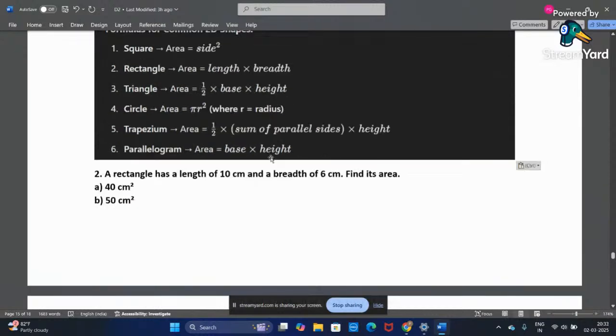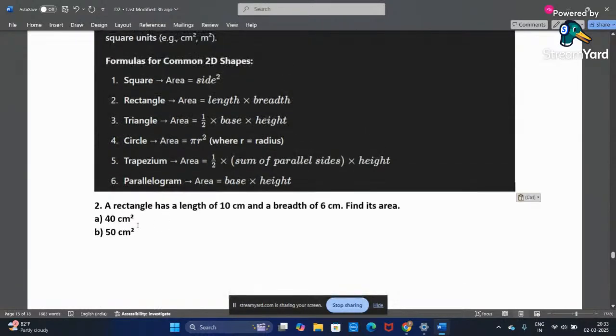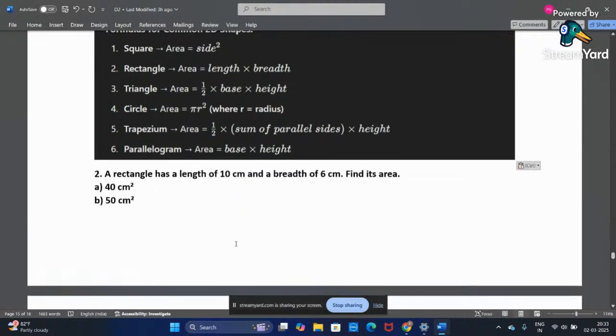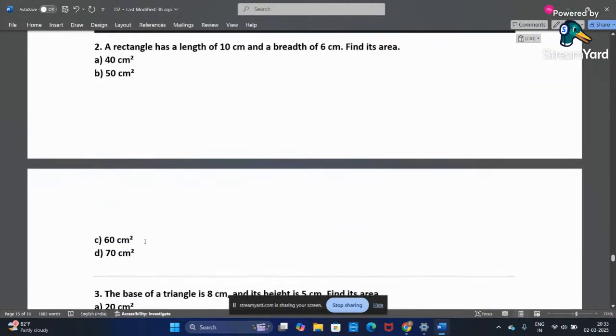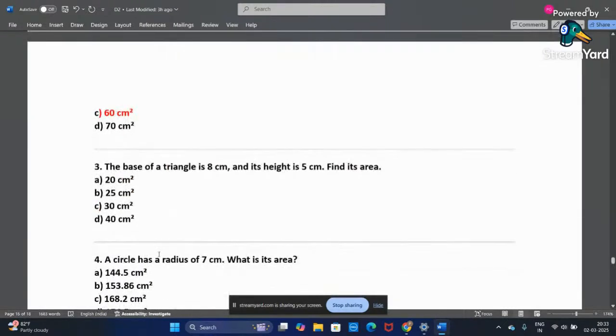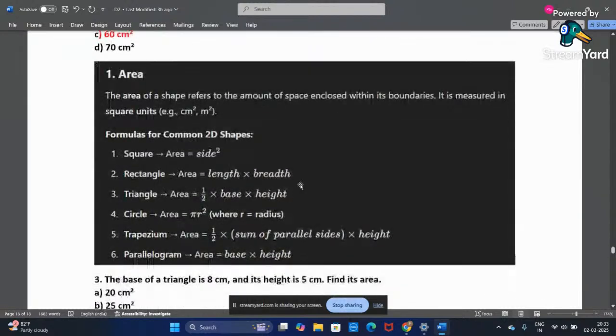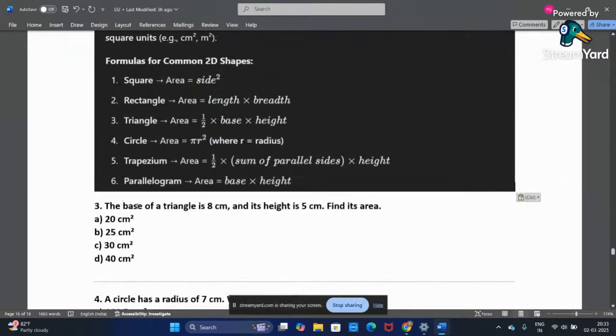Okay, we'll check the second one. A rectangle has a length of 10 centimeter and breadth of 6 centimeter. Find its area. The rectangle area formula is length into breadth. So it is 10 into 6. So the answer will be 60, right? 60 centimeter square. So the answer will be this. Okay. We'll move on to the third one.